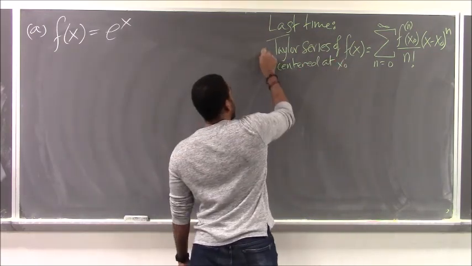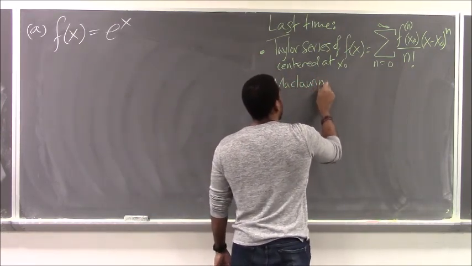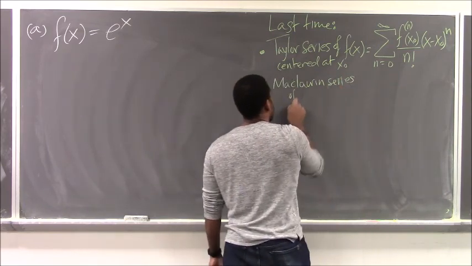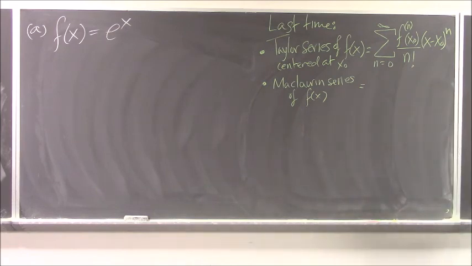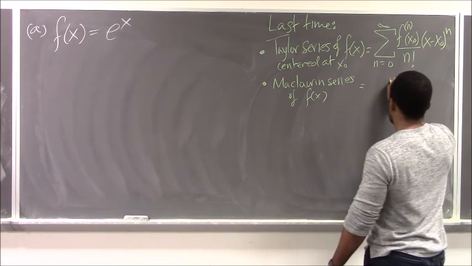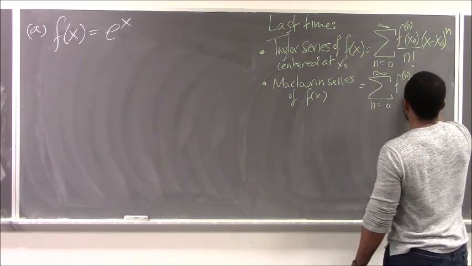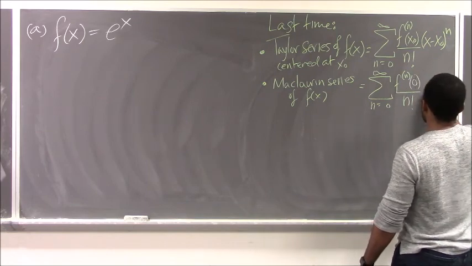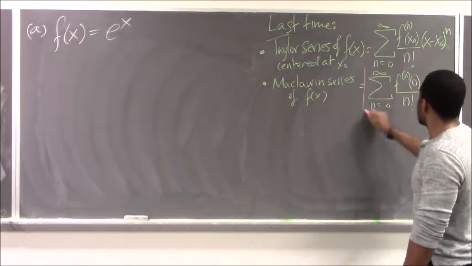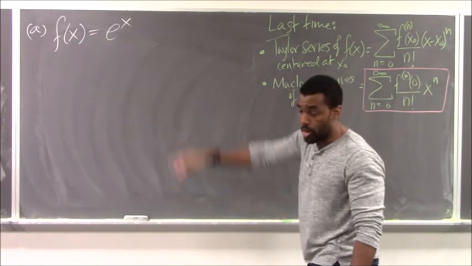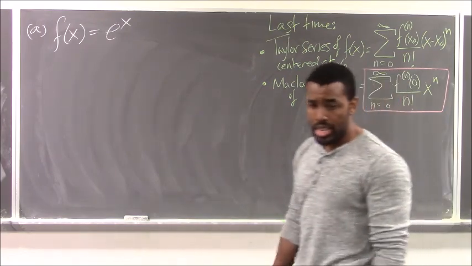And we also spoke about something called a Maclaurin series. It was just a Taylor series where the center point is 0. So for the Maclaurin series, we had to find this guy, the nth derivative evaluated at 0 over n factorial times x to the n. So this is the guy that we're going to do essentially for the three functions, e to the x, cosine of x, and sine of x. So we're going to start with e to the x.